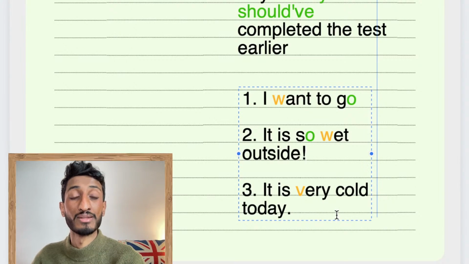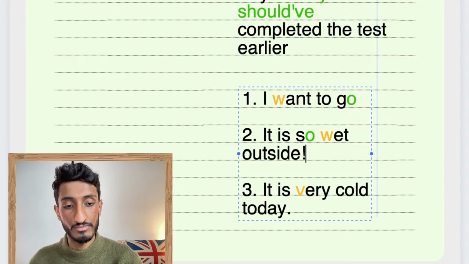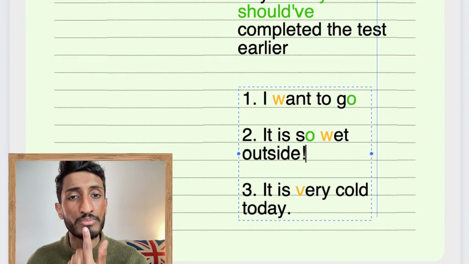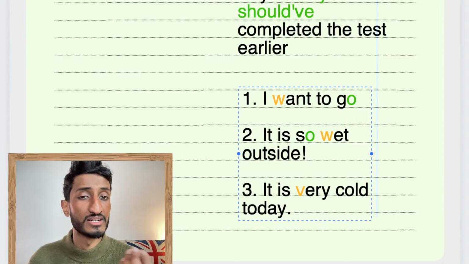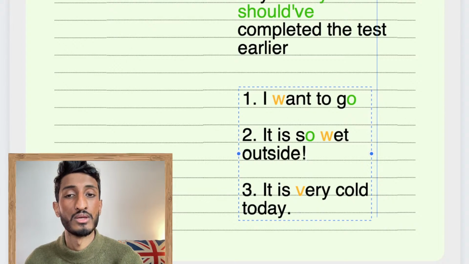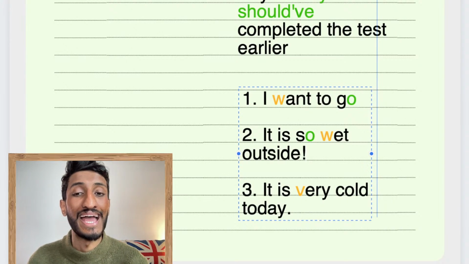It is so, and then again, it's not "vet", it's not a V sound. If you're trying to speak in a British accent, you can avoid the V sound for W, and we want to create that circular shape that I was talking to you about. "It is so wet" turns to "it's so wet". Wet. It is so wet outside.